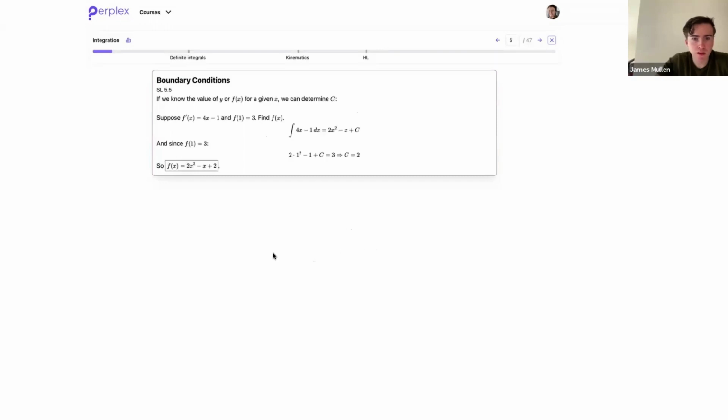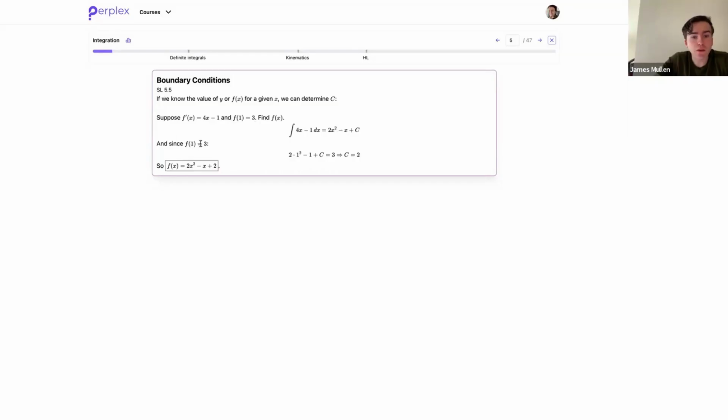Now, like I mentioned, sometimes you're going to have boundary conditions, and those boundary conditions will impose a particular constraint on c. So let's say we're told that a function has the derivative 4x minus 1, and we're told that f of 1 is equal to 3, and we want to find f of x. So if I know the derivative, I can find the form of the function by integrating. So I integrate 4x minus 1, and I get 2x squared minus x plus c.